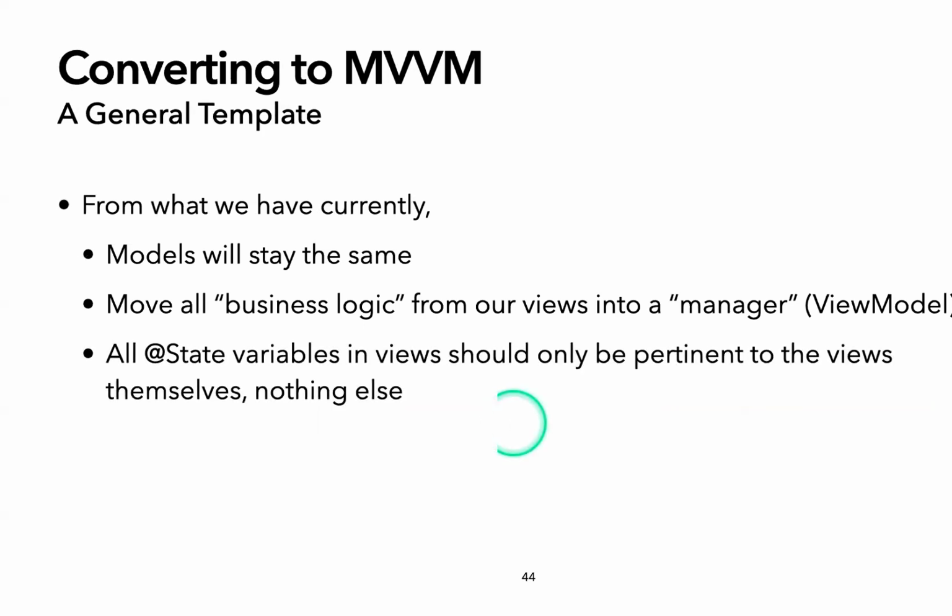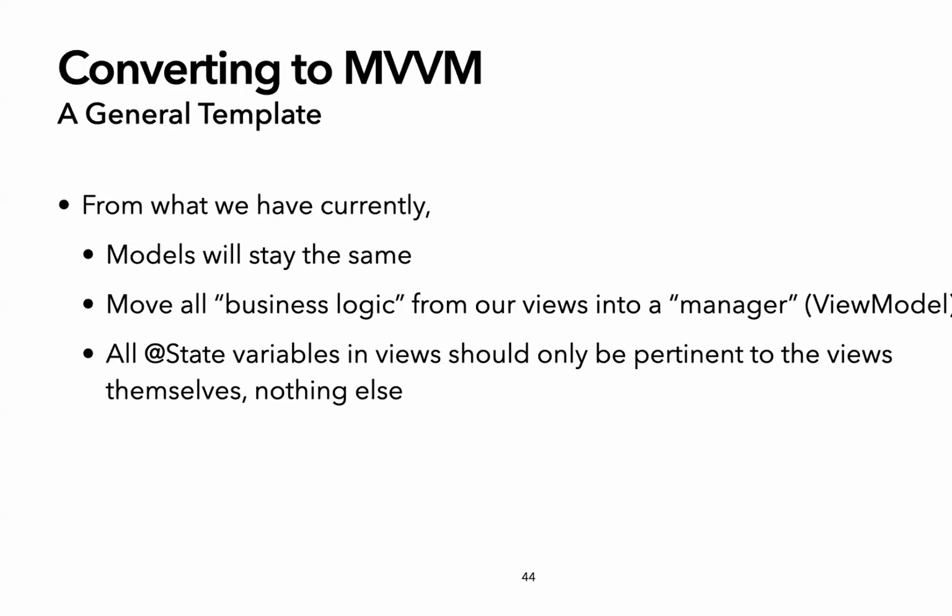All of your @State variables in your views should only be pertinent, what that means is that they should only be relevant to the views themselves. For example, like I mentioned, the editing view. Let's say you want to show, in your game, a player edit view, or a game settings view.